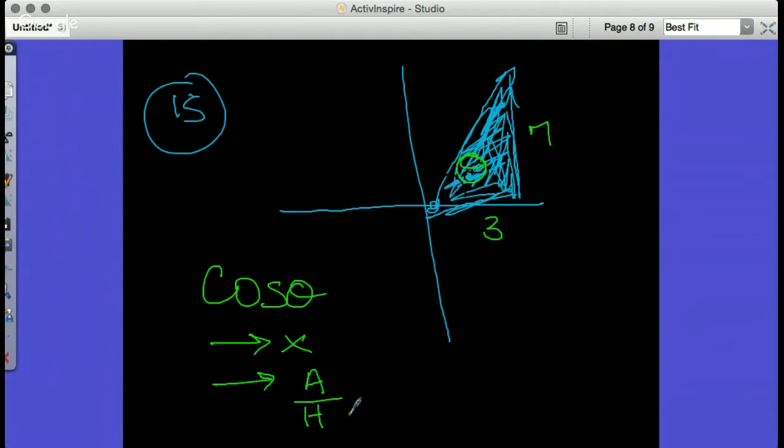Is anyone confused on that? Why that's the case? Hypotenuse. Say it again. I thought hypotenuse was where nothing is. Yeah, you're right. We've got to solve for that. We're going to get to that in a second. But does everyone understand why we don't just use the x, why we use adjacent over hypotenuse?